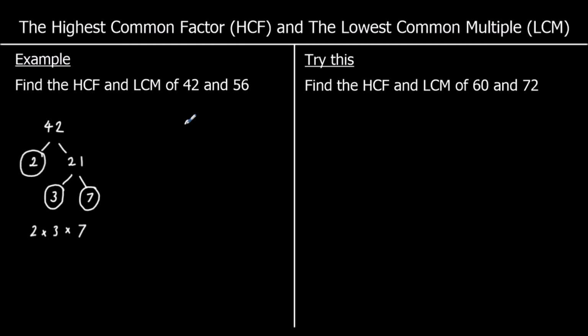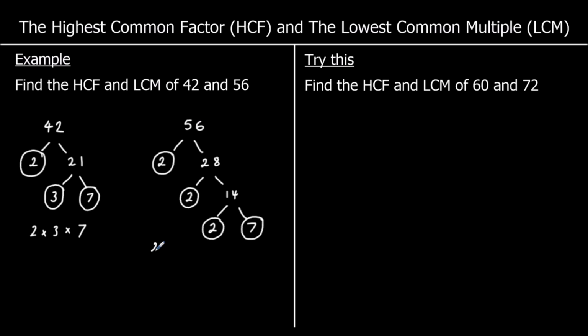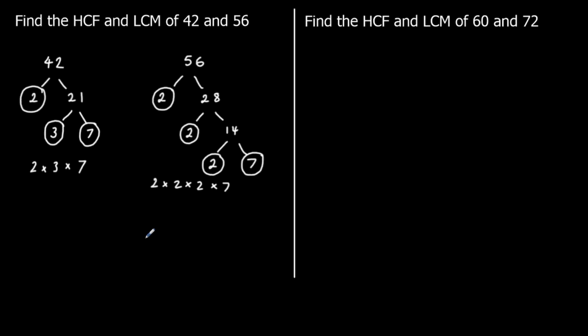And 56, we can say that's 2 times 28. 28 is 2 14s. And 14 is 2 7s. So 56 can be rewritten as 2 times 2 times 2 times 7. So now I've got the prime factors of 42 and the prime factors of 56. I'm going to put them into a Venn diagram.